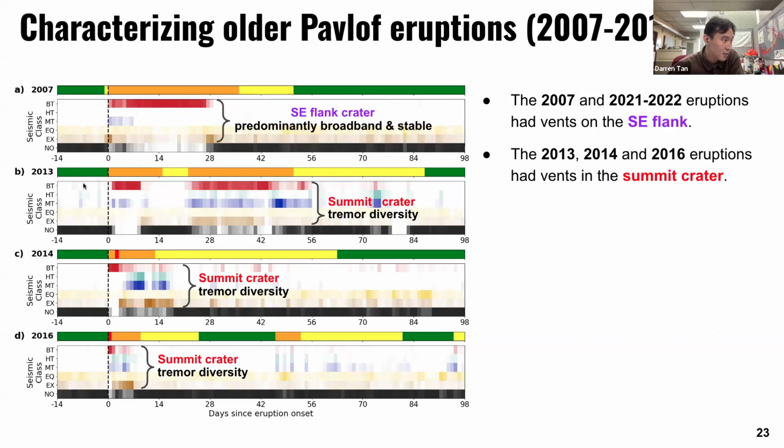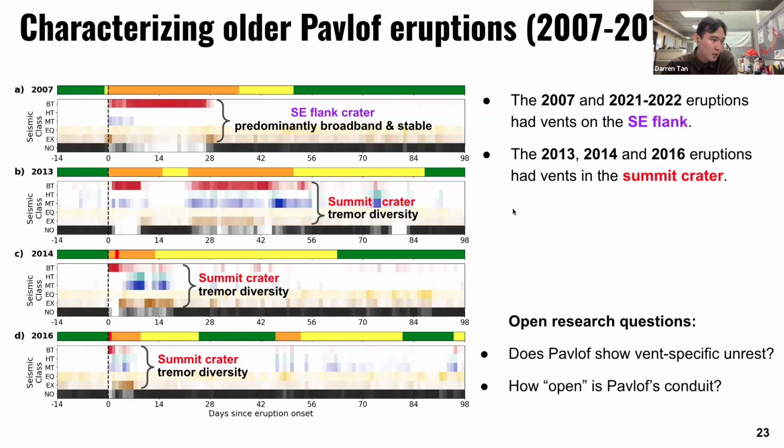In contrast, the 2013, 14, and 16 eruptions are short-lived, and they had vents in the summit crater. So we suspect there are 2 different vent systems, which might have different longevity in terms of their eruptions and different unrest signals. We do see a lot more tremor diversity here for the summit vent eruptions, lots of greens and blues, and also resurgent activity, turning off the tremor, some period of quiescence, and then kicking back in. So overall, this poses a few open research questions that I'm currently still working on.